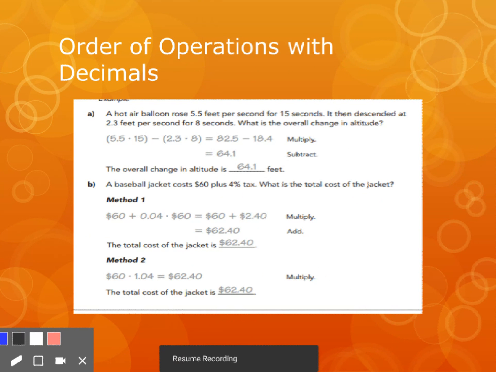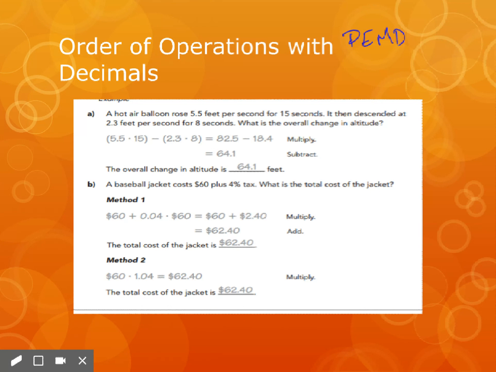All right, order of operations with decimals. Just remember you're always doing PEMDAS. So parentheses, exponents, multiplication or division, and then addition or subtraction. Nothing's changing here. So they have some real world examples where they do 5.5 times 15 in parentheses minus 23.8. So of course they did everything in both parentheses first and got 82.5 minus 18.4, and then they subtracted.